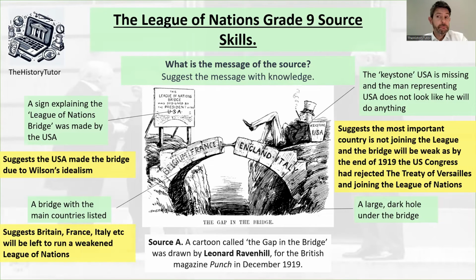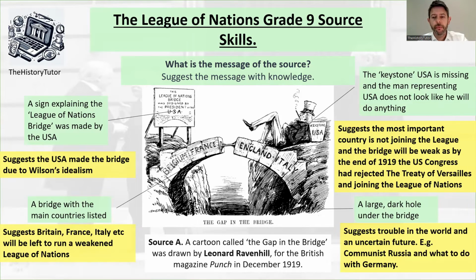Are they strong enough? Britain and France are a little bit damaged by the war. Italy, perhaps not a big power after the war. They didn't get much of what they wanted. So are they going to be strong enough to stop war? And obviously we've got the dark chasm there, which suggests trouble in the world and an uncertain future.